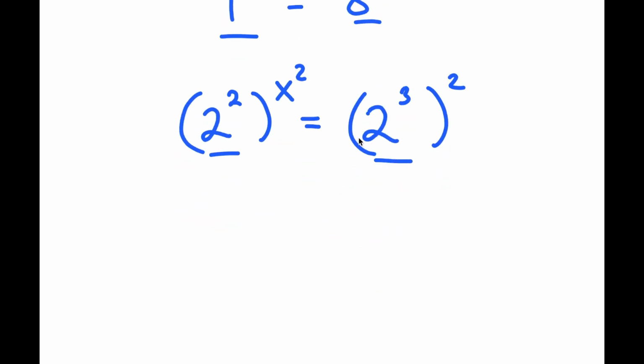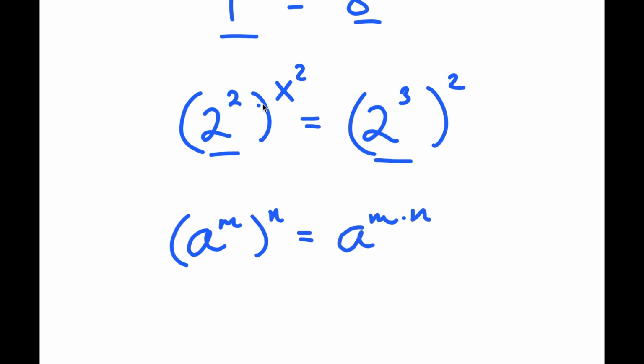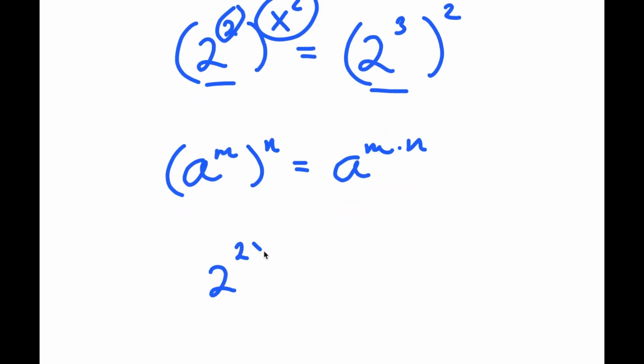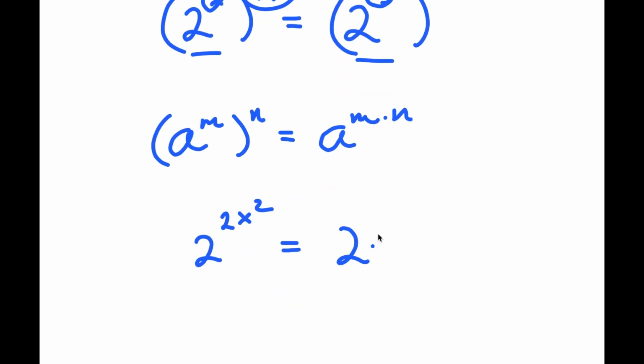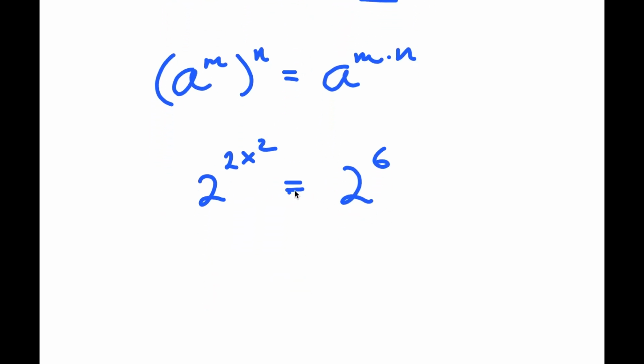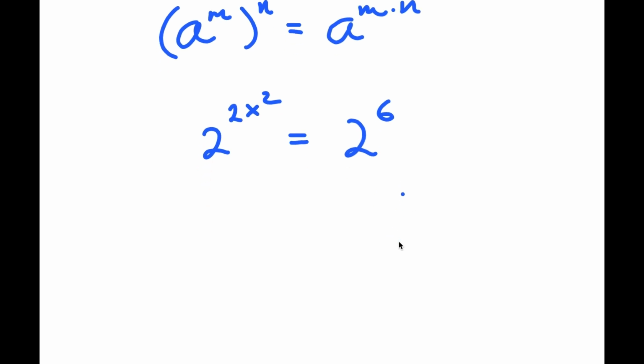Now, how are we going to solve this from here? Well, what I'm going to do is use a property that states that a to the power of m to the power of n is equal to a to the power of m times n. So now 2 times x squared is 2x squared, and 3 times 2 is 6. So I have 2 to the power of 2x squared is equal to 2 to the power of 6.